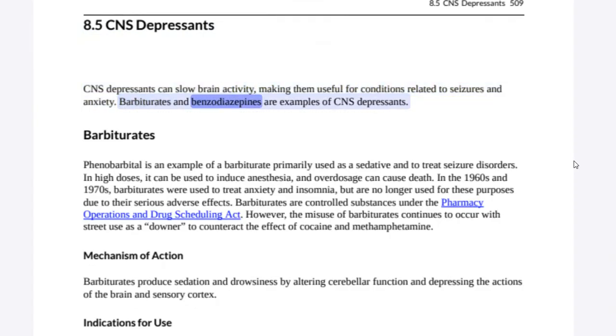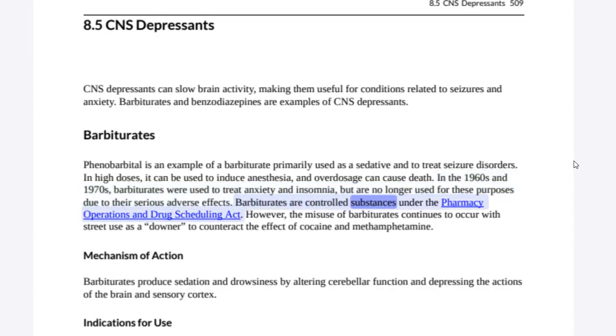Barbiturates and benzodiazepines are examples of CNS depressants. Barbiturates. Phenobarbital is an example of a barbiturate primarily used as a sedative and to treat seizure disorders. In high doses, it can be used to induce anesthesia, and overdosage can cause death. In the 1960s and 1970s, barbiturates were used to treat anxiety and insomnia, but are no longer used for these purposes due to their serious adverse effects.